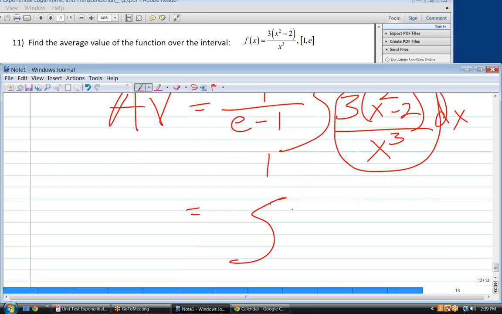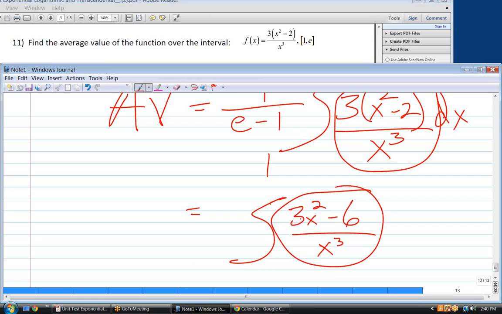And to integrate that, since I only know U substitution, I'd assume that's how we would be doing this. No, actually not. Okay. Distribute the numerator. Then we get 3x squared minus 6. And now split that into two fractions and it becomes easy to integrate.